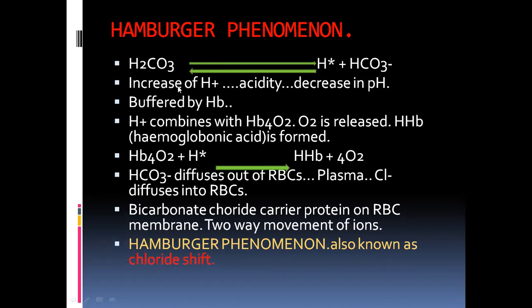This breakdown increases the hydrogen concentration. And as hydrogen concentration increases, acidity increases. Why does acidity increase? Because increase in hydrogen concentration lowers the pH. And lowering in pH means that our pH is coming below the level of 7. Okay? And this is very dangerous because our body is normally alkaline. It is not acidic. So it is very important that this hydrogen ion has to be controlled.